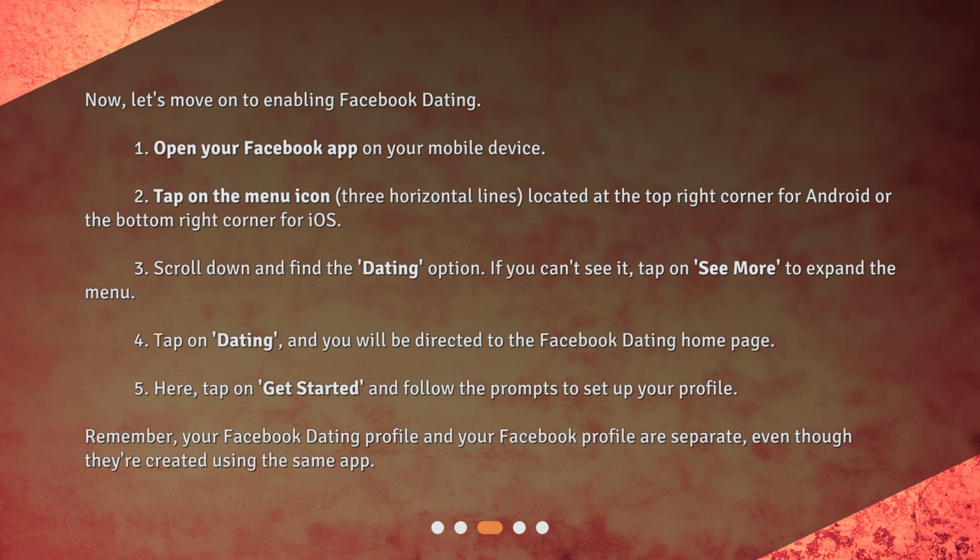3. Scroll down and find the Dating option. If you can't see it, tap on See More to expand the menu. 4. Tap on Dating, and you will be directed to the Facebook dating homepage. 5. Here, tap on Get Started, and follow the prompts to set up your profile. Remember, your Facebook dating profile and your Facebook profile are separate, even though they're created using the same app.